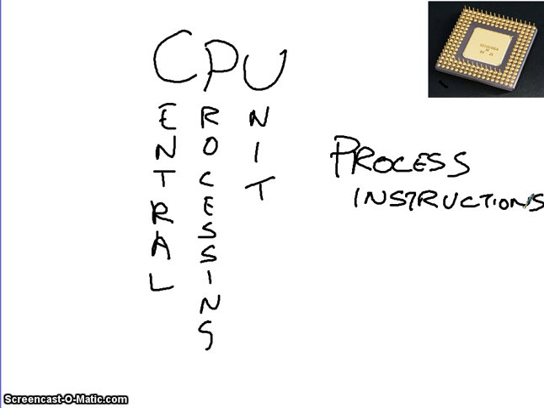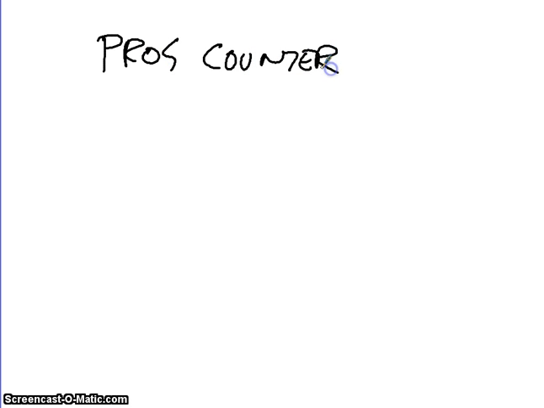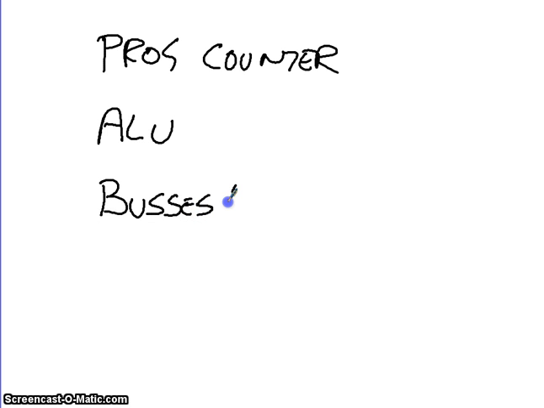Now, there are three main parts inside a CPU. There is a program counter. There is an ALU, don't worry about the definition, we'll get to that in a second. And another part, the other parts are buses and registers. We're going to get to them in just a second. Now, we'll start at the top.